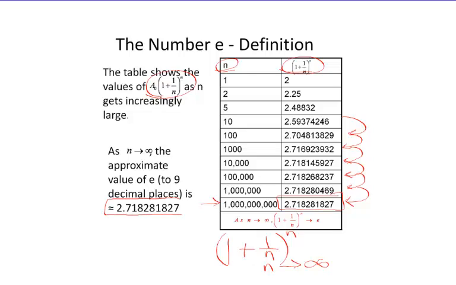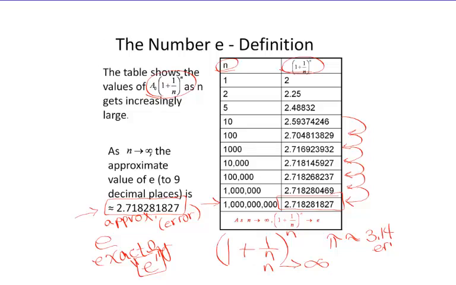E is a value that can be expressed by a non-repeating, non-ending decimal. But I want you to understand e is exactly e. This is an approximation. This approximation has error. This value, no error. So we're going to be using e a lot. It is a real number value, just like pi. 3.14 is an approximation of pi.